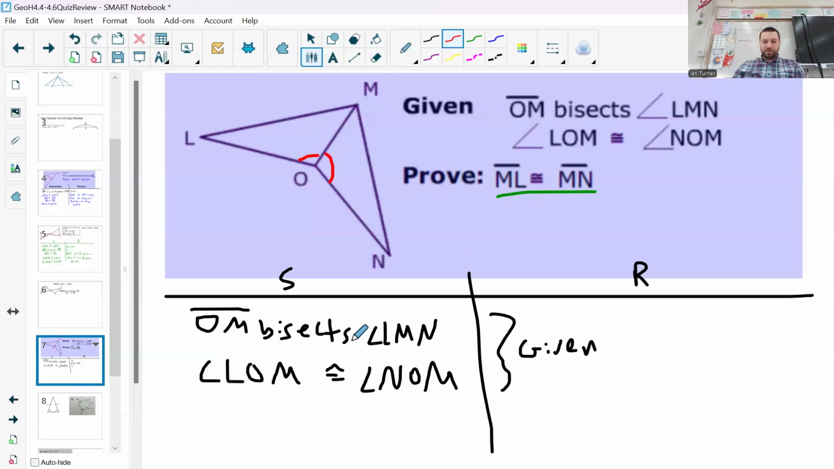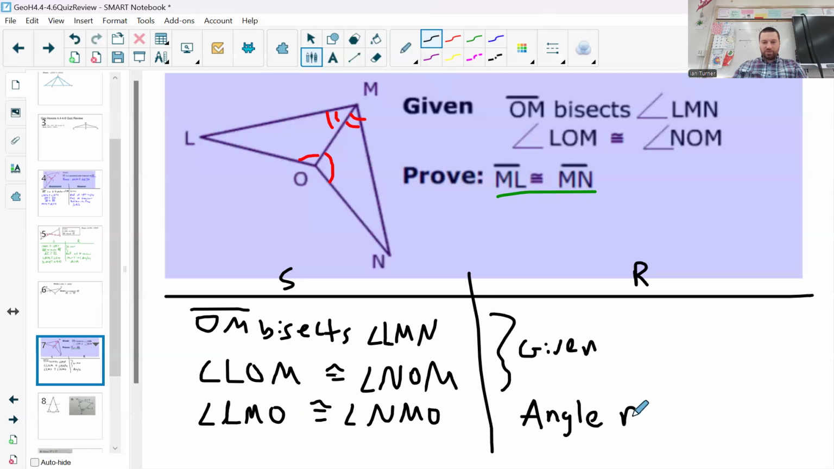Okay. Then let's use our other given. Our other given says OM bisects angle LMN. So it splits this angle on the top into two equal pieces. Okay. We got to write it out still. So we're going to say angle LMO is congruent to angle NMO by angle bisector. Okay, so we have two angles.